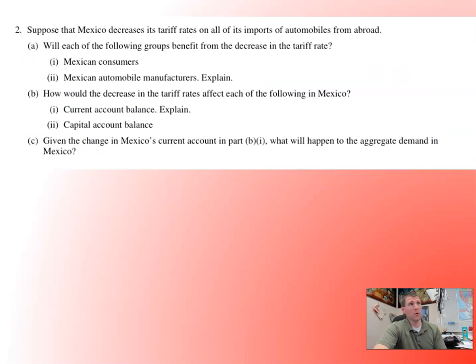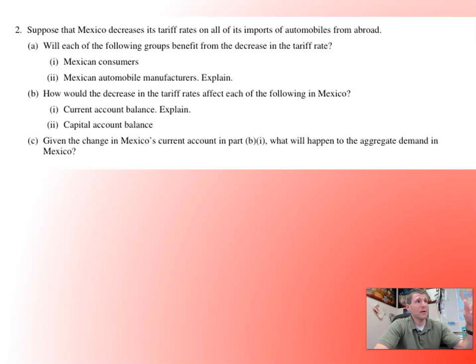Now this was another FRQ. Suppose that Mexico decreases its tariff rate on all its imports of automobiles from abroad. Will each of the following groups benefit from the decrease in the tariff rate? Mexican consumers, Mexican automobile manufacturers. Explain. So it's decreasing its tariff rates. Tariff is a tax on imported goods, so if they're decreasing their tariff rates, will that benefit Mexican consumers? The answer is yes. It doesn't say to explain why, but the reason is because they will have access to cheaper goods than what they did before, because of the cheaper tariffs. Now, Mexican automobile manufacturers, will they benefit? The answer is no, because they will be exposed to more foreign competition and cheaper foreign competition than what they had in the past.